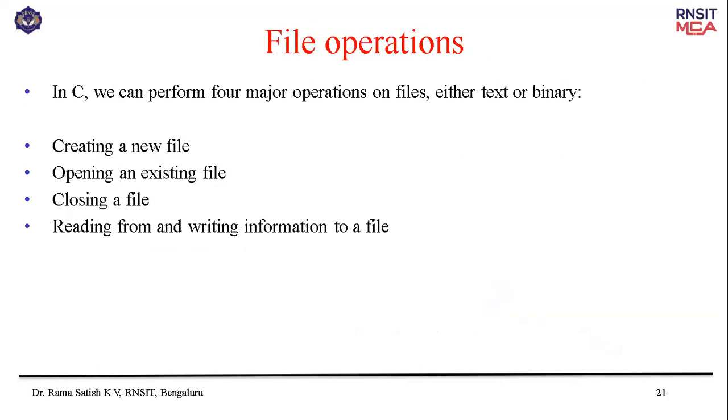Now, what all can we do? There are four major operations we can do on files, whether it is a text file or a binary file. What are these four operations? Creating a new file, opening an existing file, closing a file, and reading and writing information from the file.